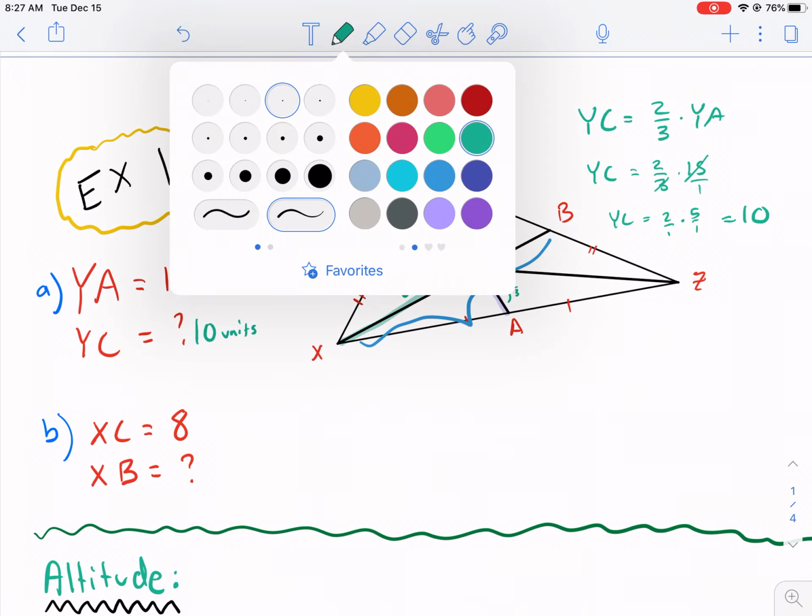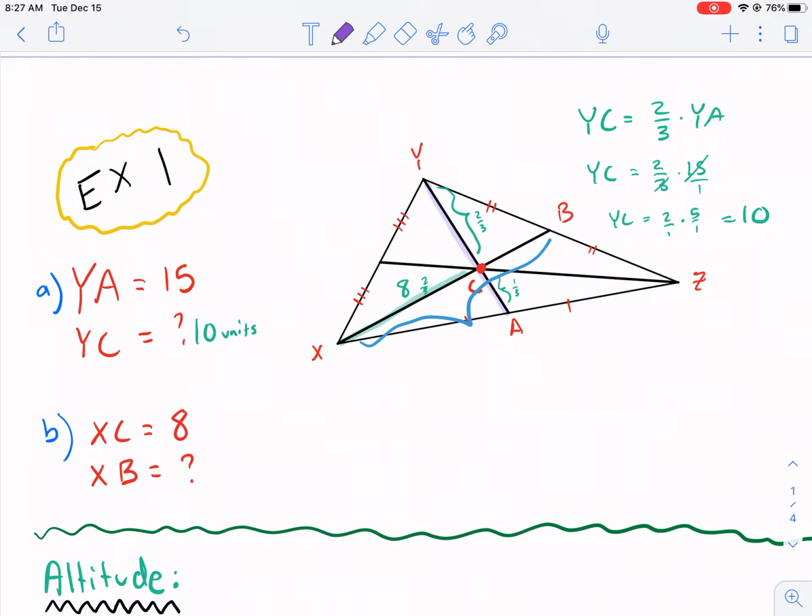Let me go ahead and set up our equation. We have XC. We know this is the 2/3 portion of the whole thing, XB. This time we have XC equals 8, and that is equal to 2/3 XB, and now we need to solve for XB. To get rid of that 2/3, we're going to multiply by the reciprocal on both sides. I like to put it over 1. We can recognize that we can cancel the 8 with the 2, and that's 4. So then we have 4 times 3, and that's 12 equals XB. 12 units.